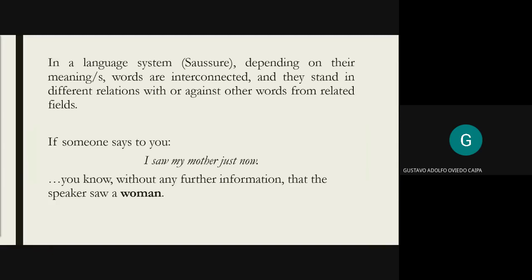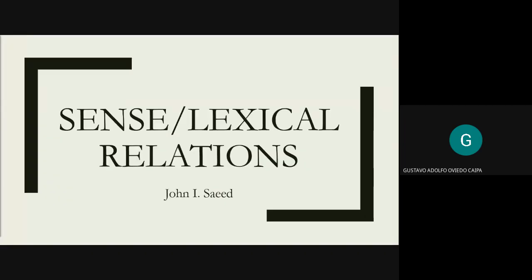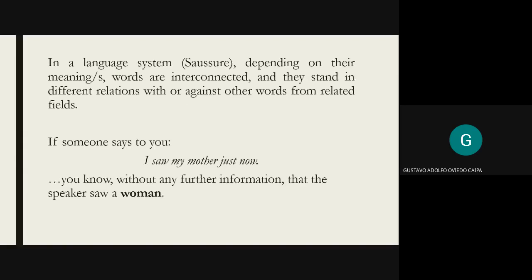Okay, so these are going to be ideas from the author John Said, which is the one we have been following in the book. All right, so let's read this really quickly. So in a language system, these are some ideas from Saussure. Depending on their meaning, words are interconnected and they stand in different relations with each other or against each other, against other words from related fields. We're gonna see specifically what we mean by fields, and we can see this with this first example.